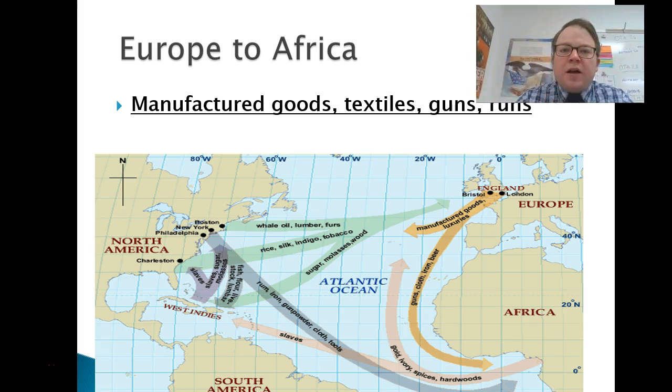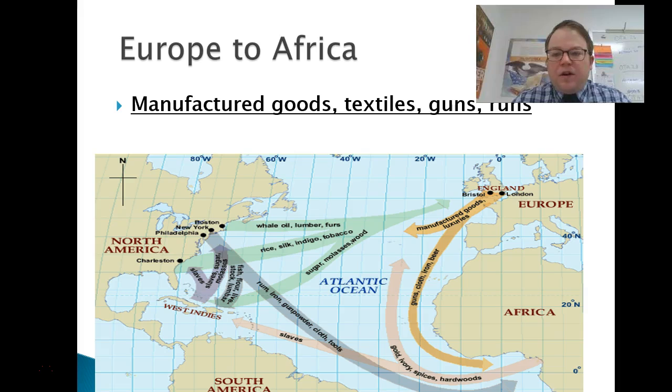What is Africa getting out of this deal? All right, they're going to get some manufactured goods, some textiles. What they really, really, really want are guns, cloth, iron, rum, those kinds of items from Europe, and particularly from England and colonies and countries like that.